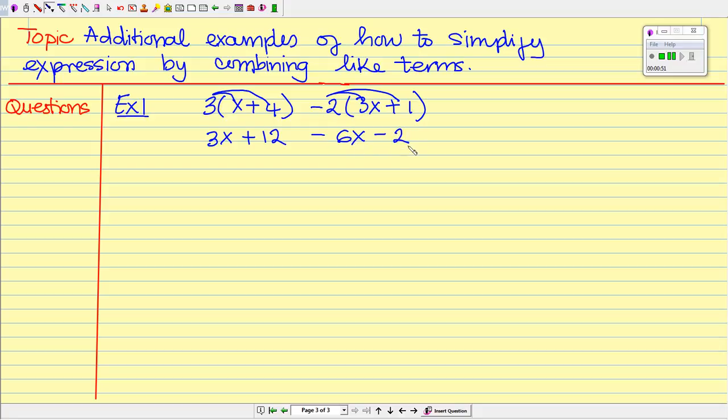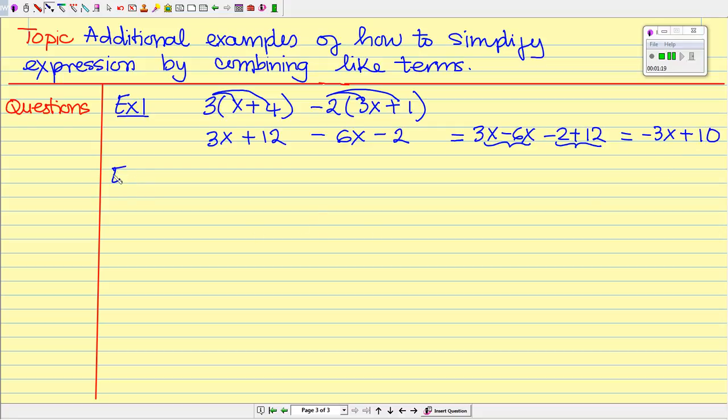Then we are going to combine like terms. So we can go ahead and move the like terms all together. So we have 3x minus 6x and then minus 2 plus 12. And these two are like terms, these two are like terms. So combine, that will give us negative 3x plus 10.